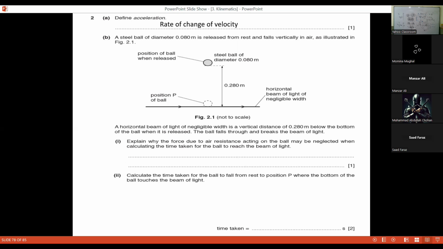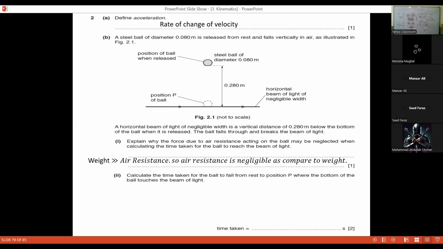Explain why the force due to air resistance acting on the ball may be neglected because it is a very small time interval, small distance traveled. Weight is very large as compared to air resistance, and it is a small distance that it has traveled. That is why it can be neglected.